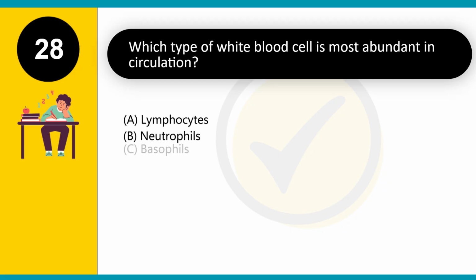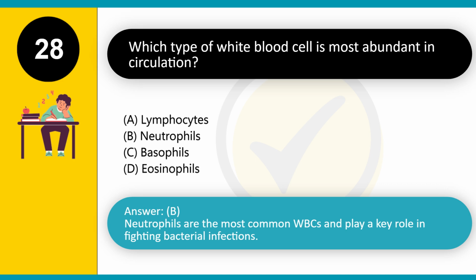Which type of white blood cell is most abundant in circulation? A. Lymphocytes. B. Neutrophils. C. Basophils. D. Eosinophils. Answer, B. Neutrophils are the most common WBCs and play a key role in fighting bacterial infections.